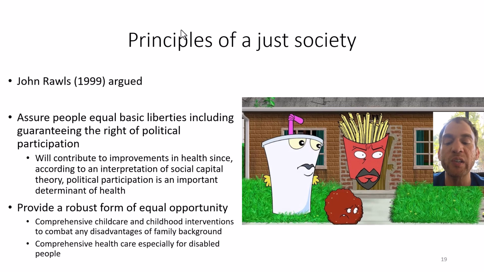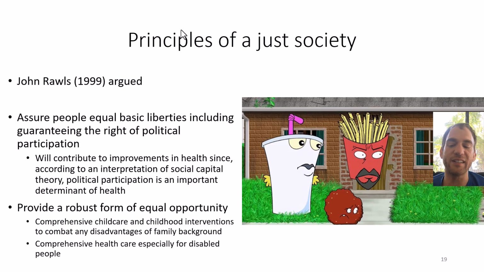Societies must provide a robust form of equal opportunity, things such as childcare, childhood interventions to combat any disadvantage of family background, comprehensive health care, especially for disabled people. So this is kind of like classic conclusions coming out of the Enlightenment period.